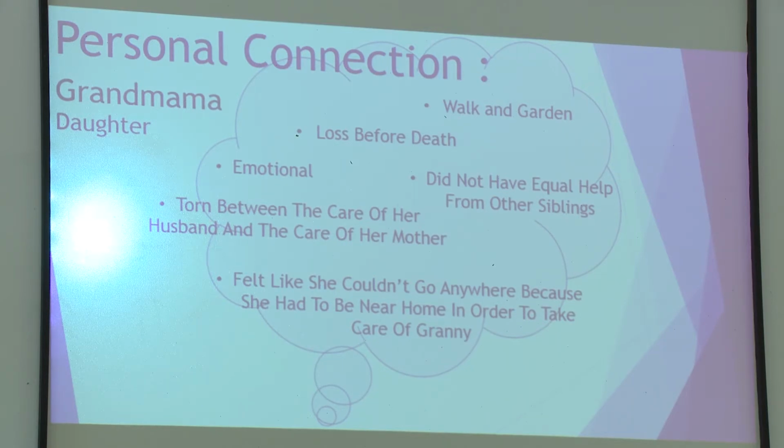She was torn between the care of her husband and the care of her mother. He has heart trouble, so dealing with that and then someone with Alzheimer's is very difficult. It did not help that she did not have equal help from other siblings. She has 3 siblings. They're out of town. They don't live around here, so that was very difficult. She suffered emotionally very much, very emotional, and still is. And now it's recently occurring. She has heart trouble, and we believe that's what it's from.